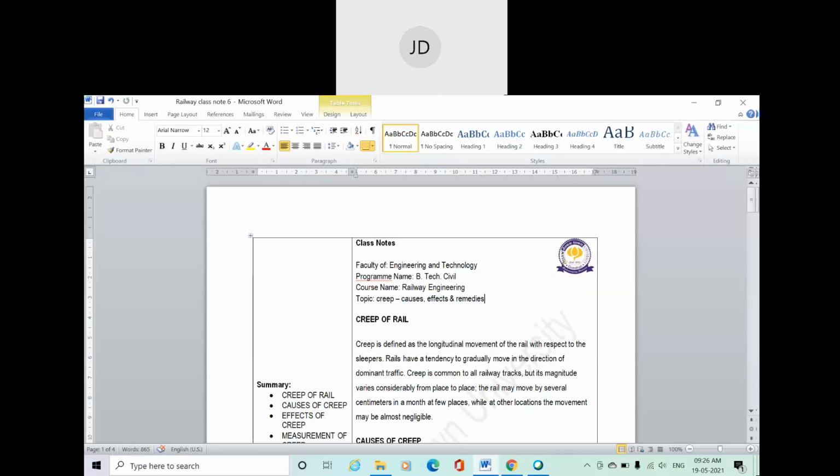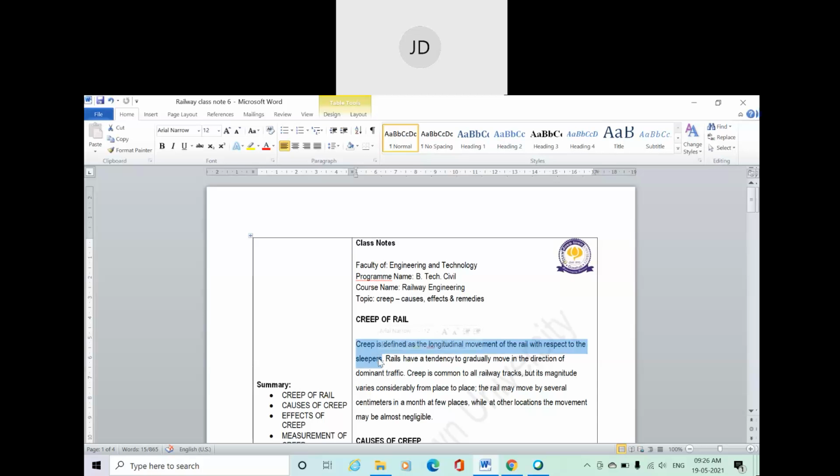So basically, what is creep? Creep is defined as the longitudinal movement of the rail with respect to sleeper. It's a very simple definition. Now, what does this mean actually? And why does the rail move forward with respect to sleeper? That we are going to discuss. And what is the effect of that movement of rail in forward or backward direction?